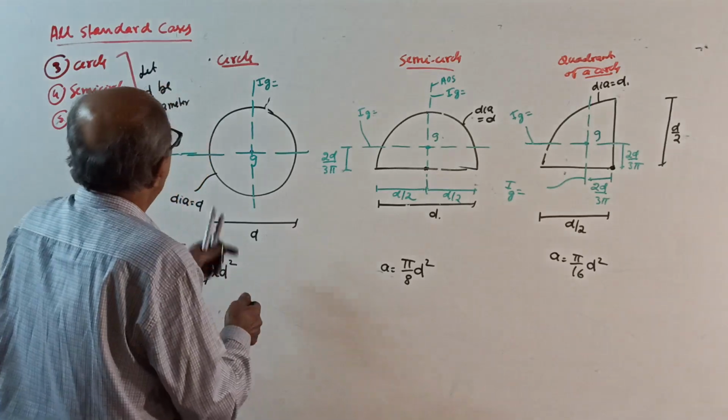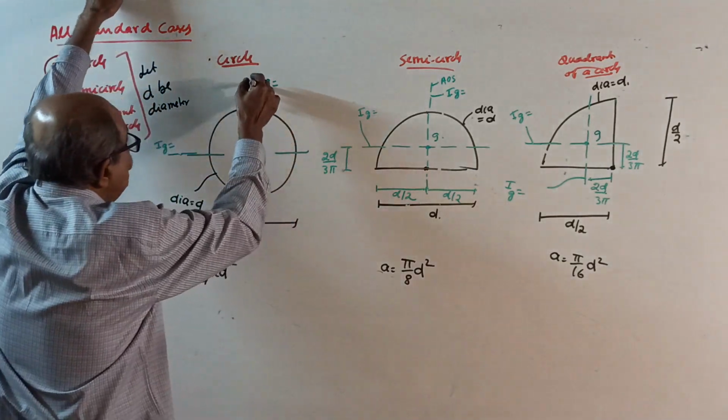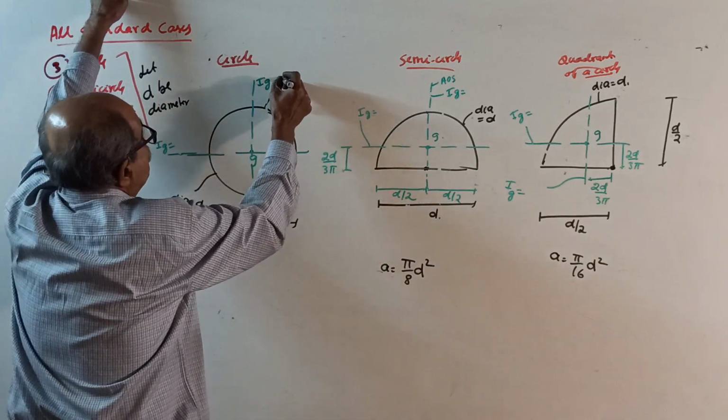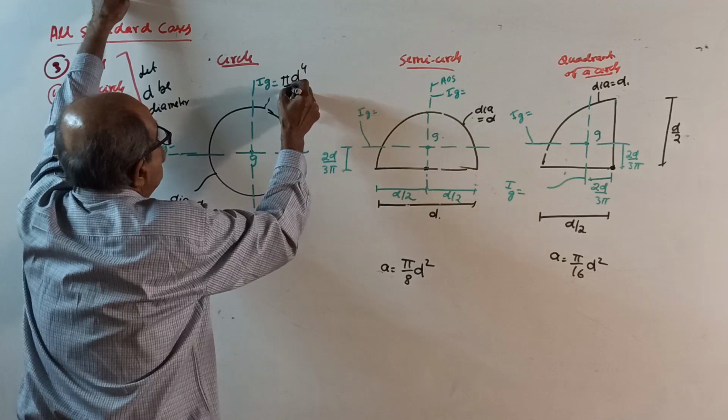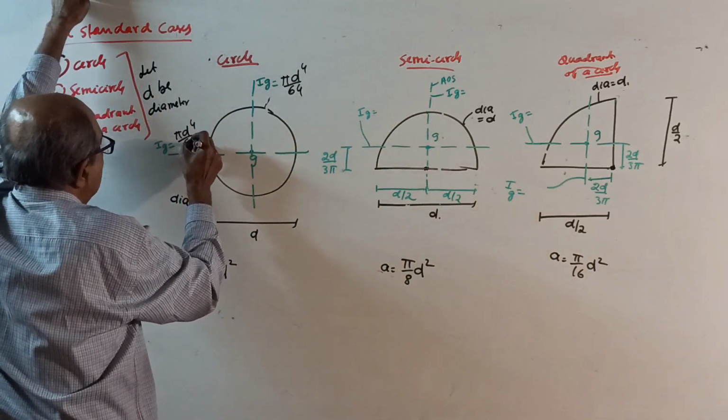See here. For a circle, remember, about any axis, it is πd⁴/64. No confusion. Circle over.